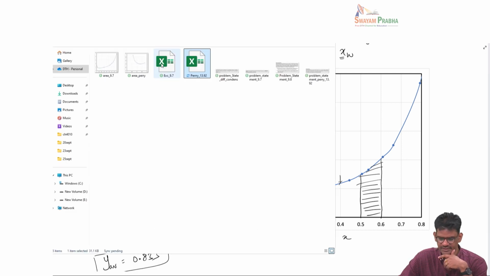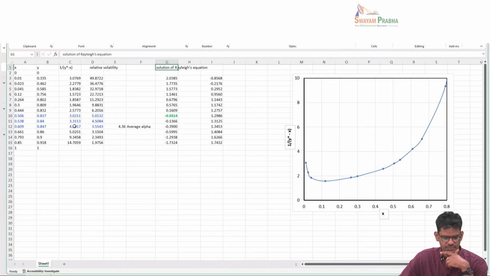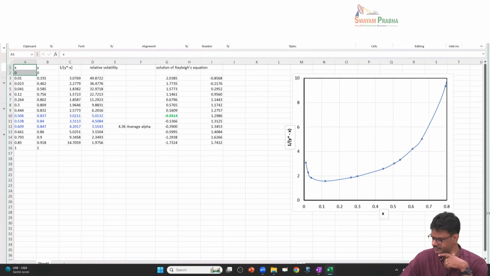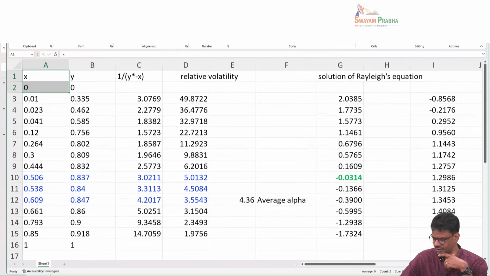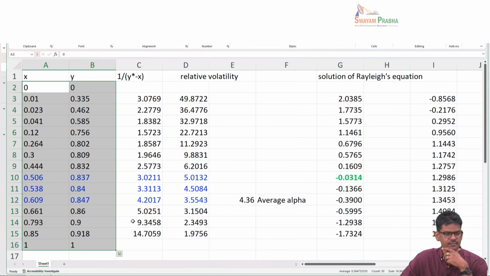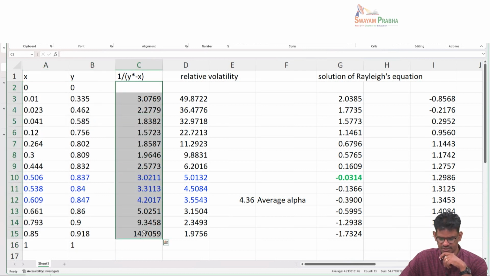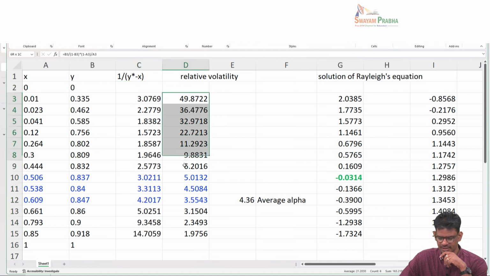let me go back to the VLE data. So this is my VLE data for acetone water mixture, right? And then this is the 1 by y minus x which I used in the plot, and I calculated the relative volatility for all composition. Okay, you can see it's largely varying.